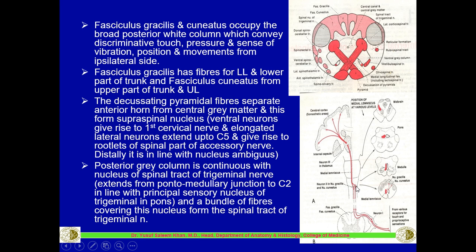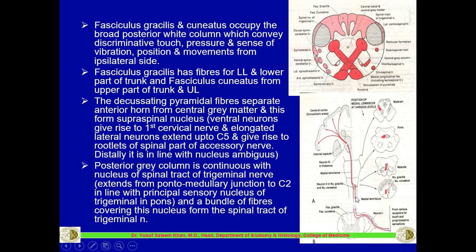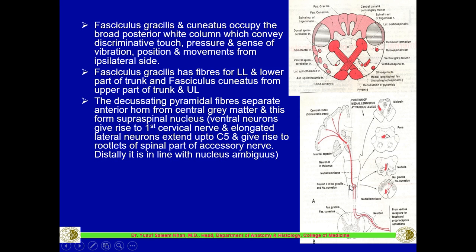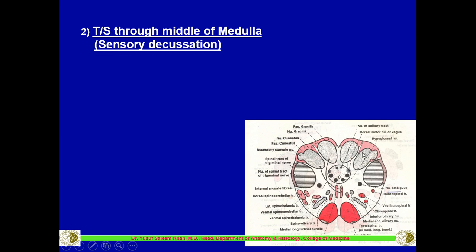So in this region, if you take a section, the fasciculus gracilis and cuneatus will be larger and the nucleus will be small. And if you take a section at this level, where the sensory decussation is taking place, then you can see that the nuclei are much larger. Here is the nucleus gracilis as well as the nucleus cuneatus, which is much larger in this region, and the fasciculus gracilis and cuneatus are very thin, smaller, because most of the fibers will end in these nuclei.